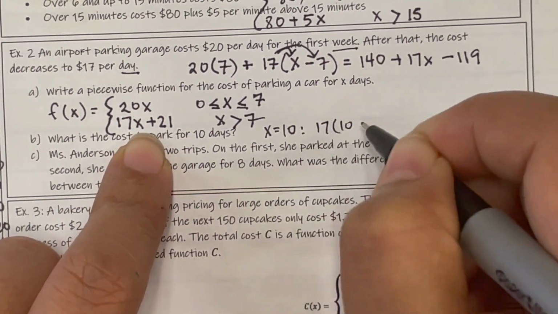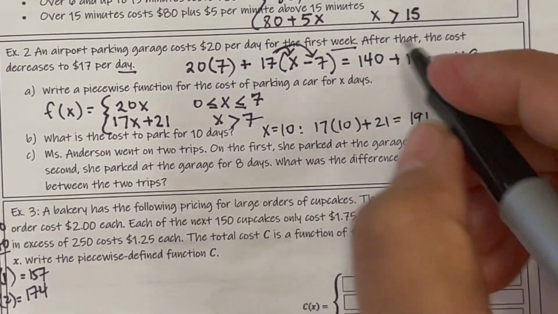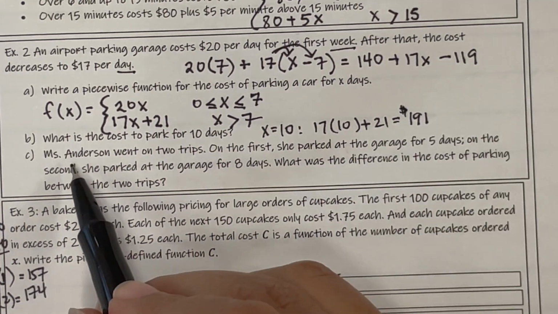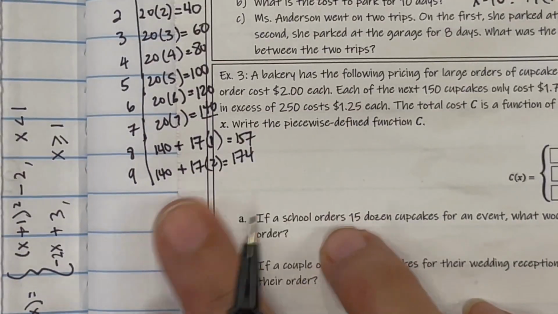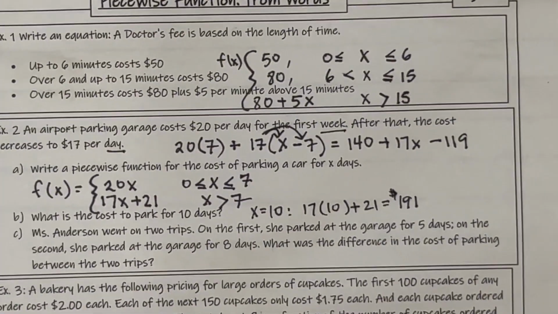The one that's greater than 7. So that's going to be 17 times 10 plus 21, which is going to give me 191. All right, let's double check that. So it's 10 days. We already have a table for 9 days. So all we got to do is add 174 plus 17, which gives us 191.